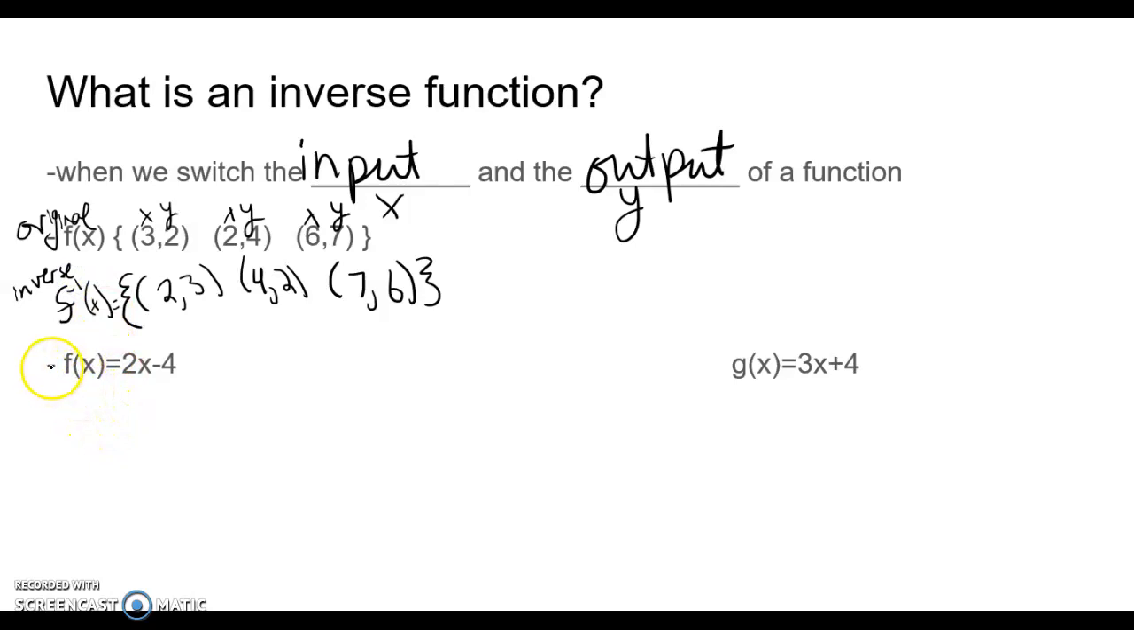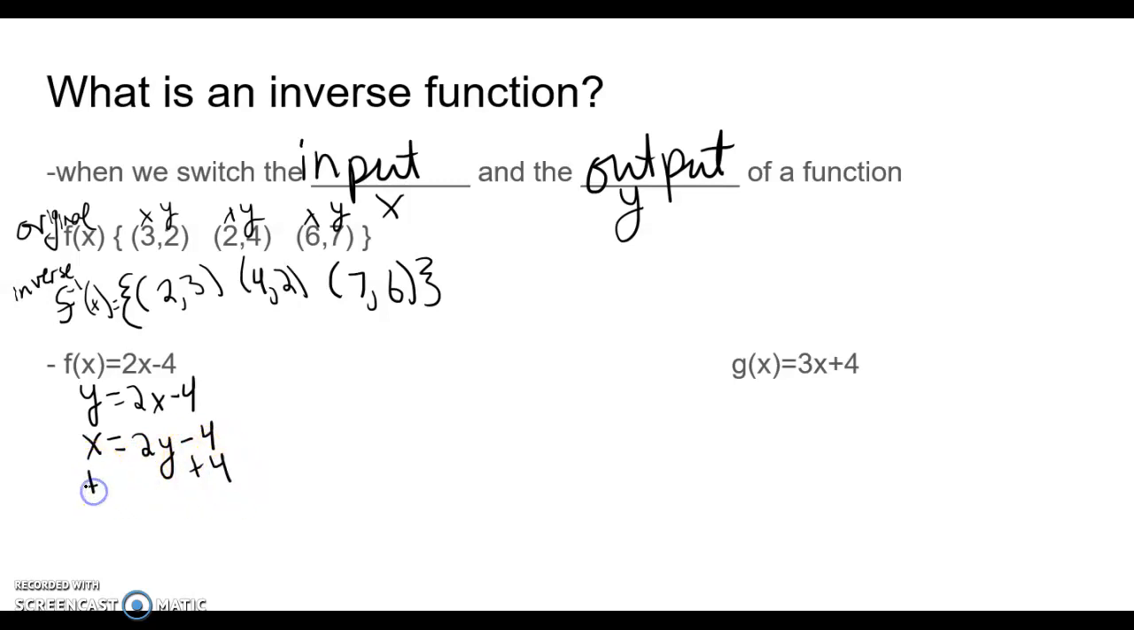Okay, so we're going to think of f of x equals 2x minus 4. The first thing we're going to do is this is the same as y equals 2x minus 4. I'm going to take it out of that notation. And then I'm going to switch my x and my y's because I'm switching my input and my output. However, we are not used to seeing things with x isolated, so now I'm going to try to get y by itself.